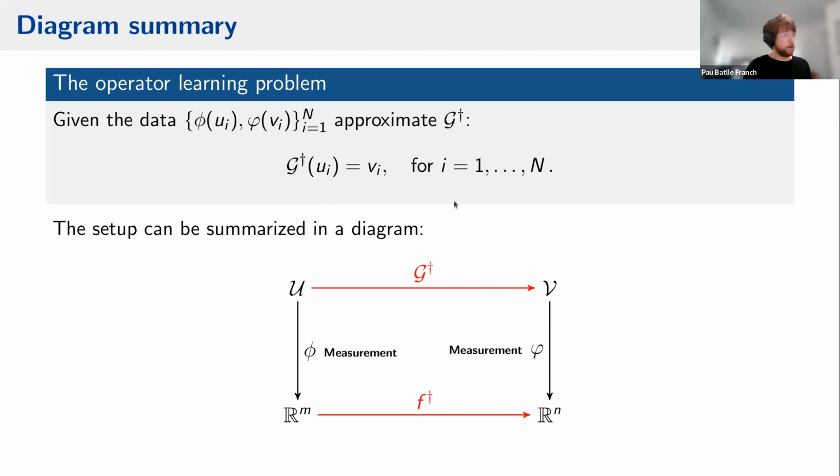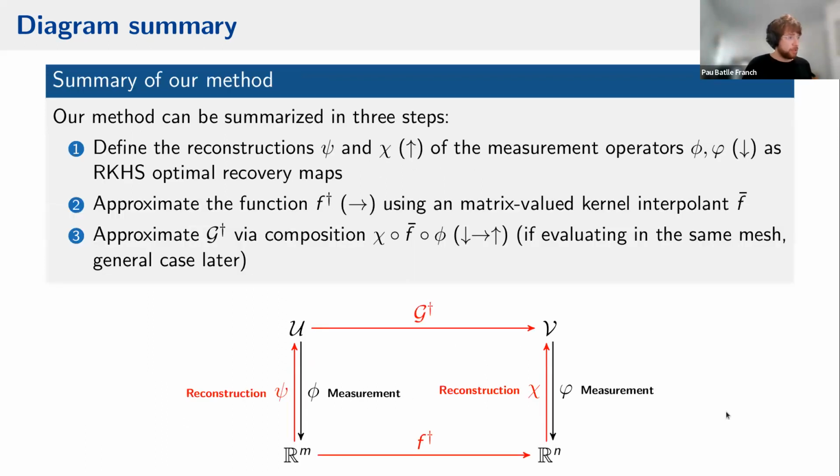One of the key insights to our method is that if you endow U and B with RKHS norms, so if U and B are RKHS spaces of functions, you're going to be able to go up in the diagram and optimally reconstruct U from the measurements in R^m. So this is going to be the diagram that I have below. I'm going to say exactly what I mean by optimal reconstruction. But if U and B are RKHS spaces, there's a sense in which we can actually recover, obviously not exactly because we only have finite information, but minimax optimally, a function from its measurements.